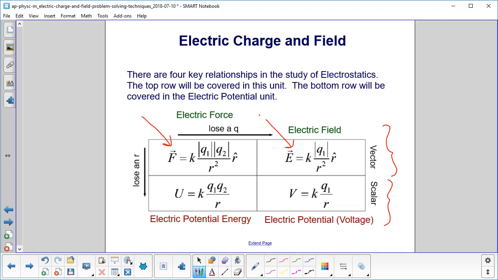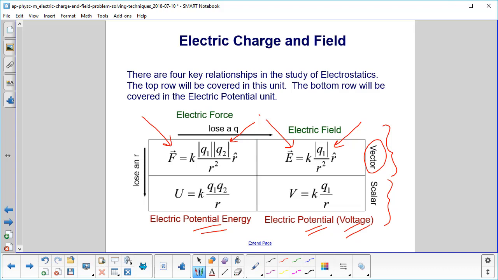Now, both of those are vectors. So you can see we've highlighted it right there. Electric force and electric field are vectors. And moving from left to right, we kind of colloquially say you lose a Q. It just helps you remember what it is. So here you can see we had 2 charges. Here there's only 1. When we get to potential, moving down, we have potential energy and electric potential, and a nicer name for that is voltage. Those are scalars. And as you go down the columns, you quote-unquote lose an R.